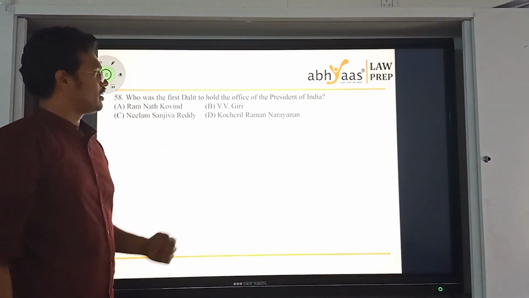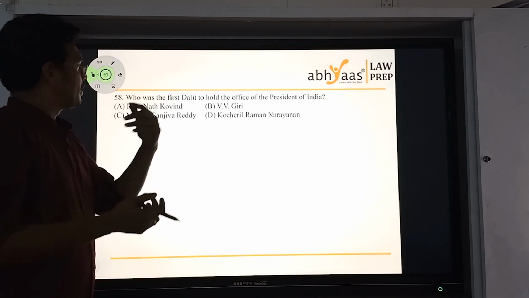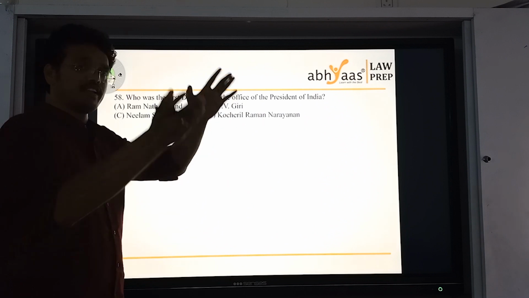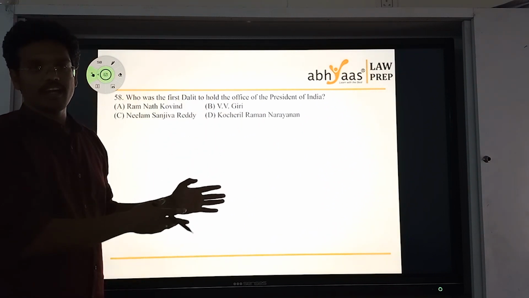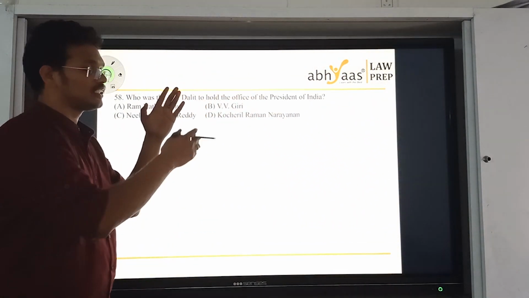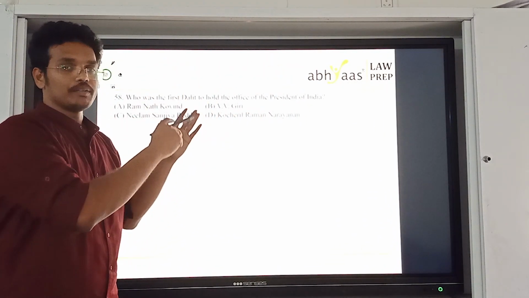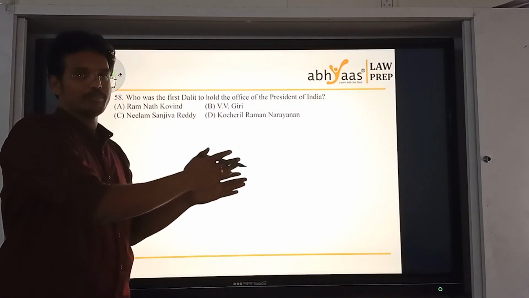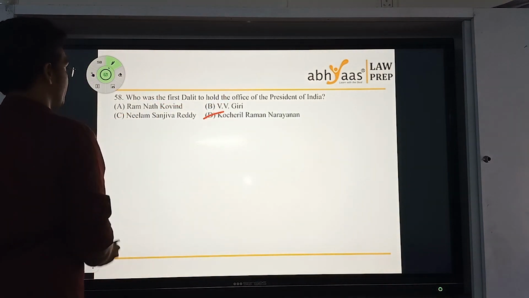Who was the first Dalit to hold the office of the President of India? So people may confuse the answer with Ramnath Kovind. But even way before Ramnath Kovind, K.R. Narayanan from Kerala became the first Dalit President of India. He was also a vice president and he was a president. So he is the only person who worked as a Dalit vice president as well as president. So the answer is K.R. Narayanan.